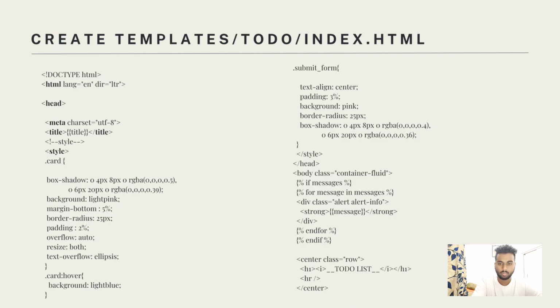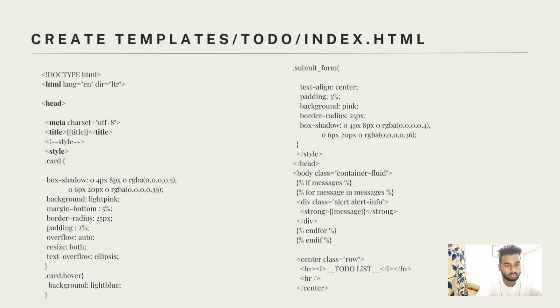todo/index.html. The first one, the HTML language, head is nothing but all simple. In the style we'll be creating a box shadow, background, margin, bottom, border radius, adding everything. We'll be adding a card hover, and we'll have a submit form, adding background and border radius. Okay. Coming to the body, now we'll be importing this inheritance, if message. For message in messages, we'll be showing the alert message.